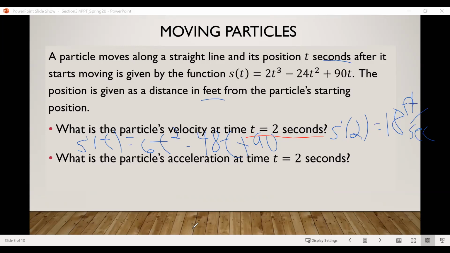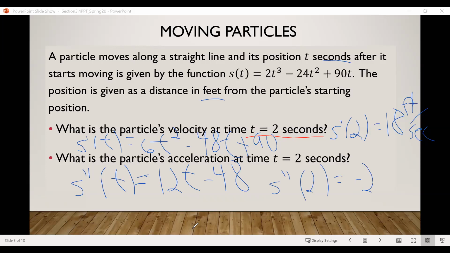And then for the second part, we want to find the acceleration. Remember, acceleration comes from taking the second derivative. So we'll do s double prime of t, which will give us 12t minus 48. And again, to find the acceleration at time 2, we can get s double prime of 2, which will give us negative 24. And what are the units here? Well, they would be the output units for velocity, which are feet per second, per the input units for velocity, which are seconds, so feet per second per second. Or as we've talked about before, those just become feet per second squared.